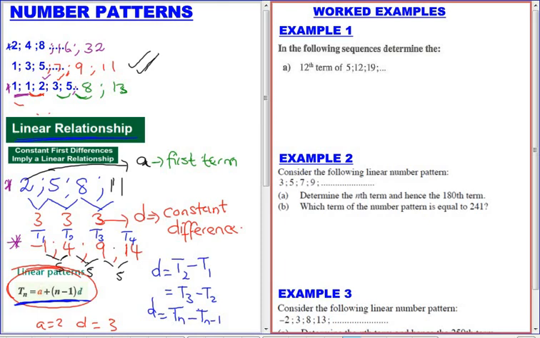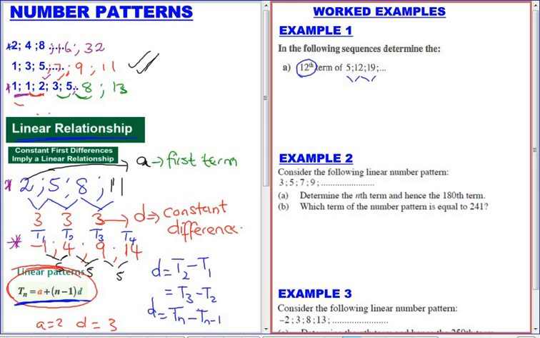Let's have a few examples that you can also enjoy looking at and answer with me. So we have the following sequence, and what you eventually want to do is get the 12th term. You can carry on and get more terms, but first establish if it is a linear pattern or not. If the first difference is not constant, it won't be a linear pattern. If it is constant, then it's a linear pattern.